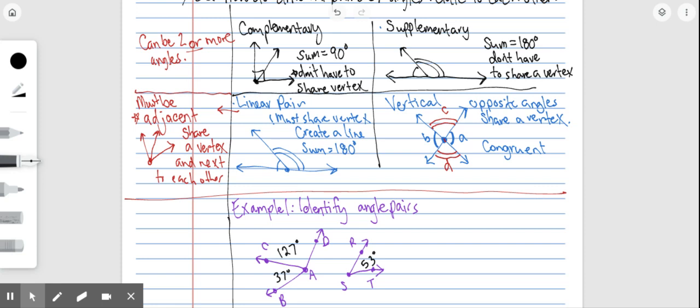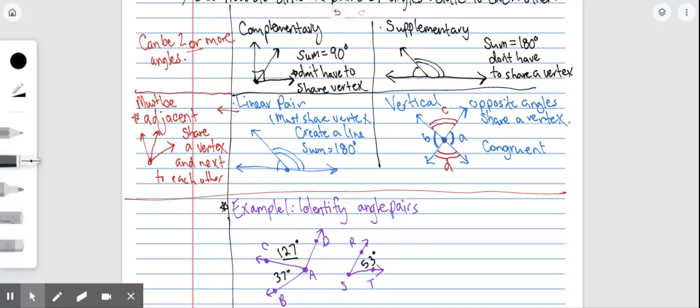All right, so we're going to start with example 1, which is identifying angle pairs. So we're going to use what we just now figured out about complementary, supplementary, linear pairs, and vertical angles to identify some angle pairs in here. So go ahead and pause this for a second, write down the diagram, and then I'm going to make some notes about it. Okay, so notice that inside angle CAD, we have this marking 127.